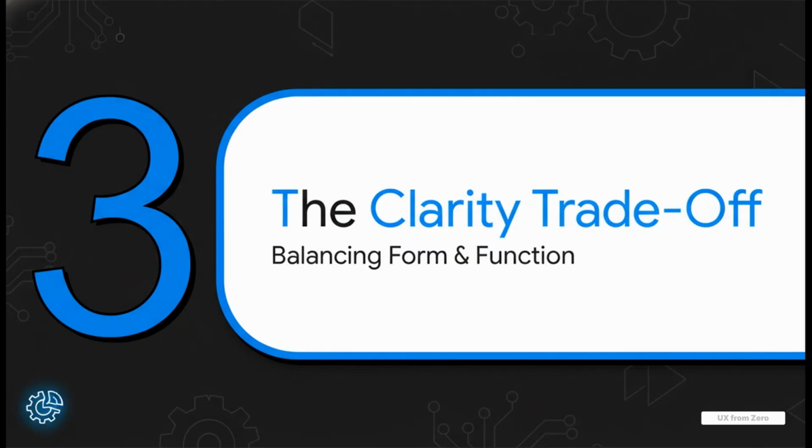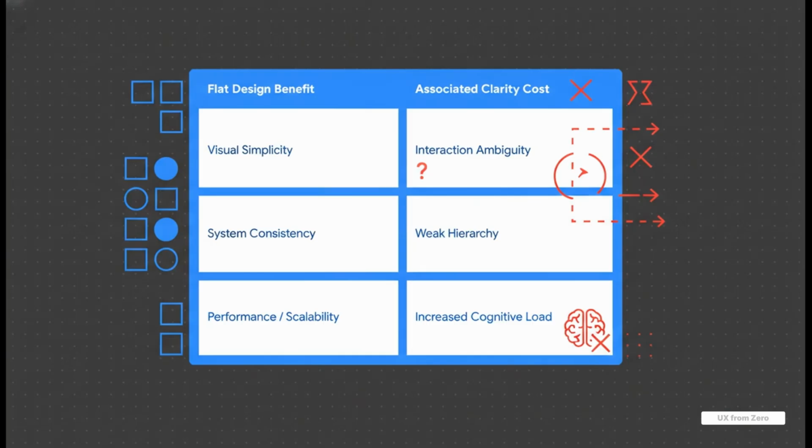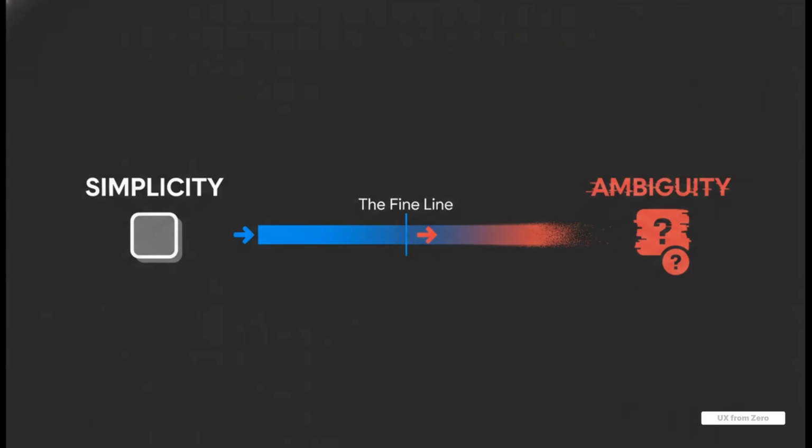Okay, so I want to be fair here. Flat design didn't just show up to make our lives harder. There were actually some really good reasons for it. But, and this is a big but, those benefits came with some pretty serious costs. This table really breaks it down. We got visual simplicity, which looks great, but the cost was ambiguity. We wanted everything to be consistent, but that often meant a really weak hierarchy. And yeah, flat design can be faster to load and easier to scale, but it puts more of a mental burden on you, the user, because you have to work harder to figure it out. So here's the bottom line. Simplicity and ambiguity are two sides of the same coin. And a lot of designers, in trying to be simple, ended up being ambiguous by mistake.